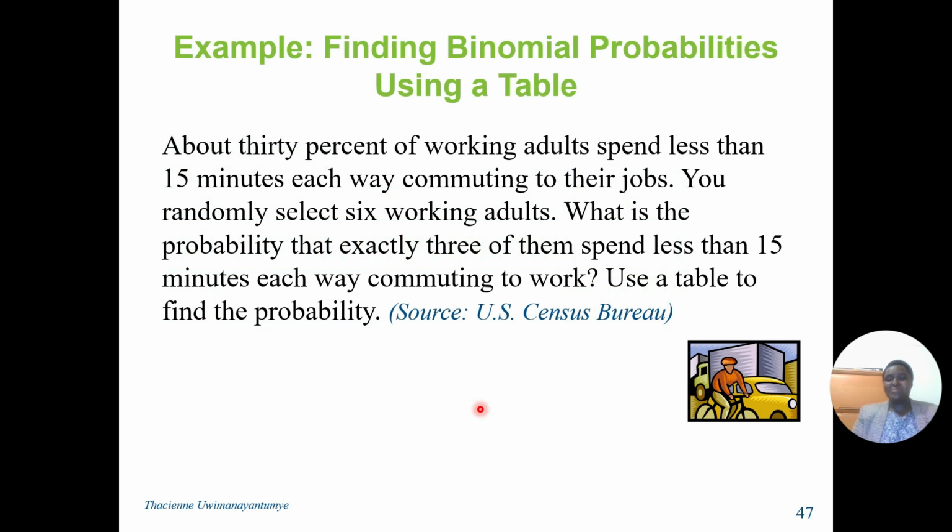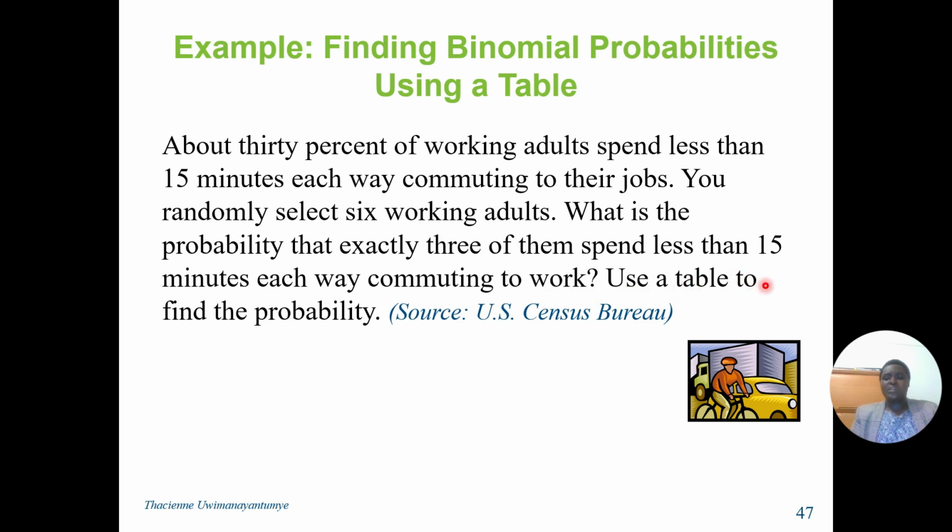I want now to use the table, the probability distribution table. We are going to find binomial probabilities using a table, and we are going to do it on this example. About 30% of working adults spend less than 15 minutes each way commuting to their jobs. So the probability of spending less than 15 minutes each way when they are going to work is 30%, 0.3. You randomly select 6 working adults, and what is the probability that exactly 3 of them spend less than 15 minutes each way commuting to work?